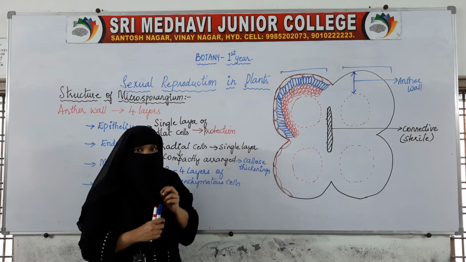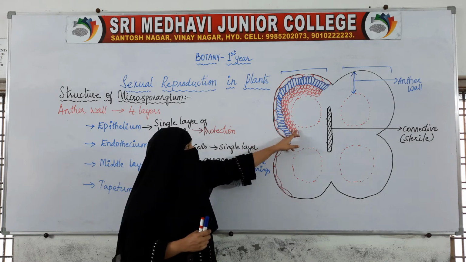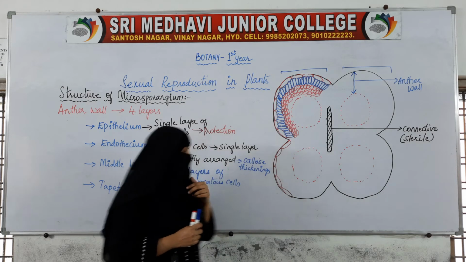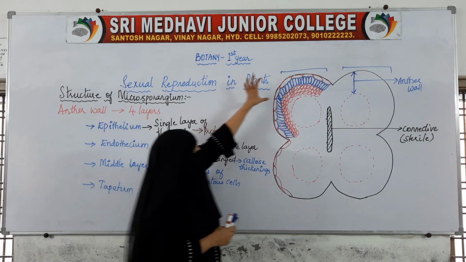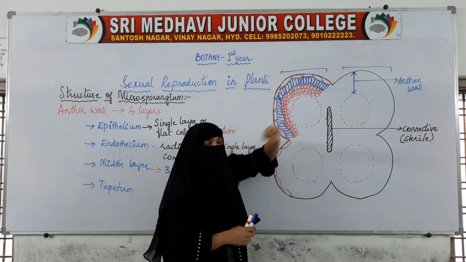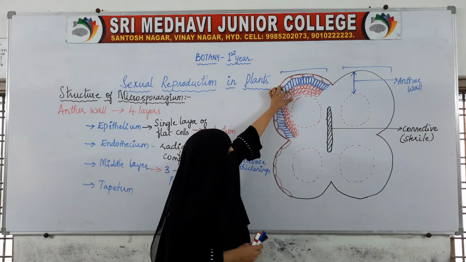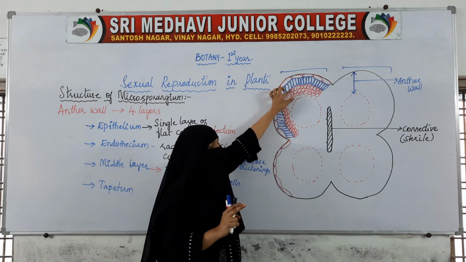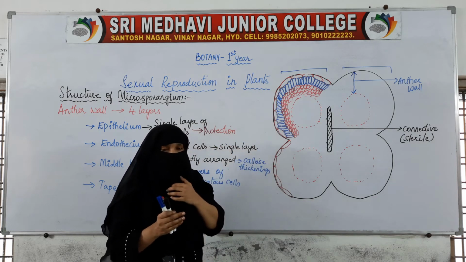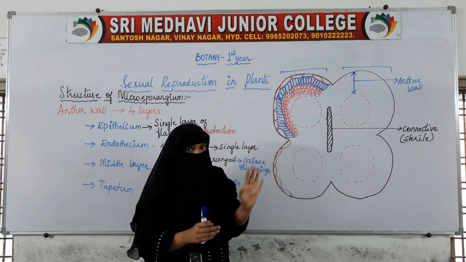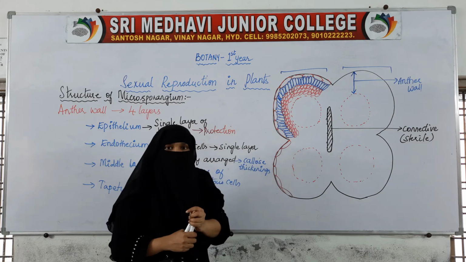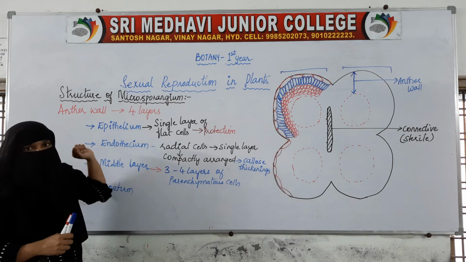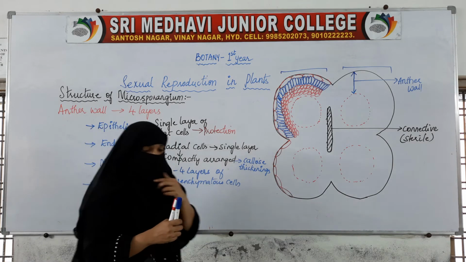Then the third layer, the one marked in red, consists of 3 to 4 layers of parenchymatous cells. This is the first, second, third. These together make the third layer, called the middle layer. The parenchymatous cells arranged in 3 to 4 rows together make the middle layer of the anther wall.